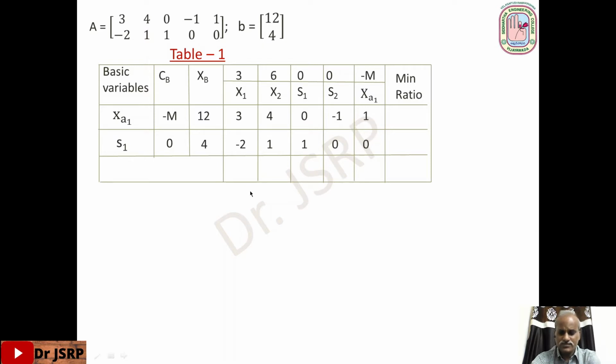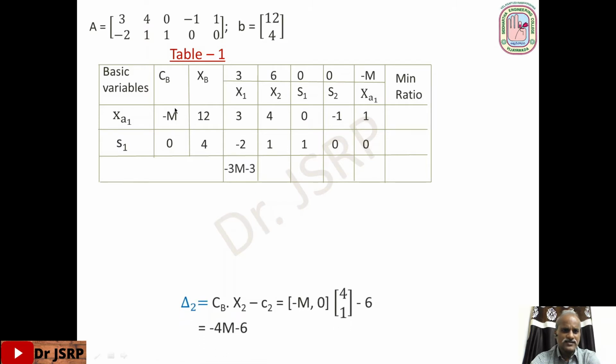This is the table. Now calculate the delta j values here. First, delta 1 equals this column multiplied by this column. So minus 3M plus 0 minus 3, that is minus 3M minus 3. Next, delta 2.